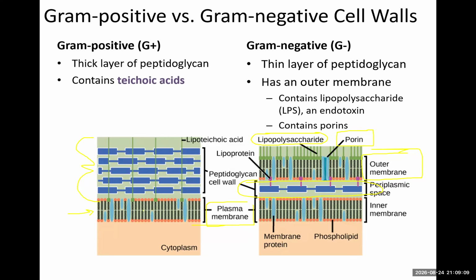Okay. And again, just to go back and compare the gram positive, we've got a really thick layer of peptidoglycan. And it also has a molecule called lipoteichoic acid that you can see here in green that's kind of anchoring here to the plasma membrane and kind of helps maintain this structure of this thick layer of peptidoglycan.